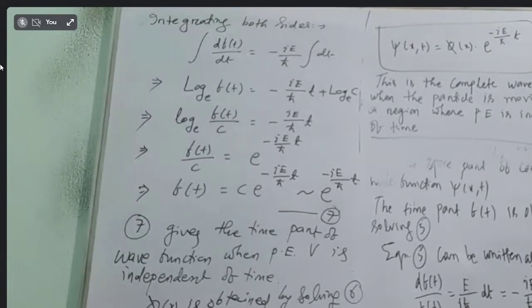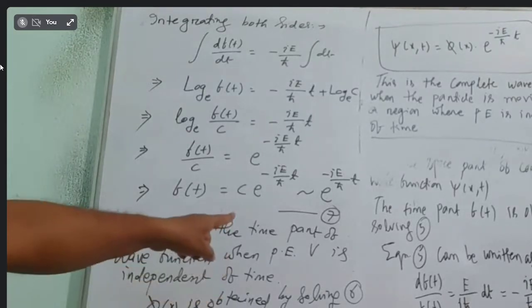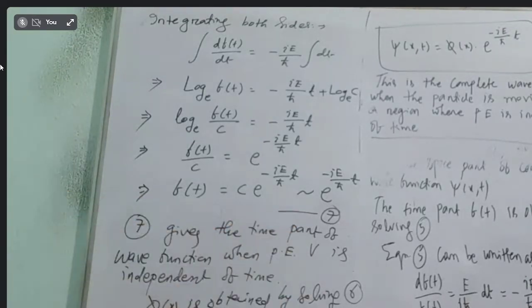So in the cases where the potential energy does not depend on time, you need not solve the Schrodinger time dependent equation. You can solve the Schrodinger time independent equation to get the space part of the complete wave function because the time part is already obtained here. And then multiplying both of them, you can get the complete wave function.